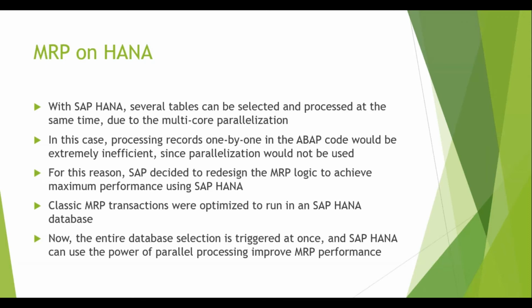With SAP HANA, several tables can be selected and processed at the same time due to multi-core parallelization. In this case, processing records one by one would be extremely inefficient. For this reason, SAP decided to redesign the MRP logic to achieve maximum performance using SAP HANA. Classic MRP transactions were optimized. There was no change in the transactions.